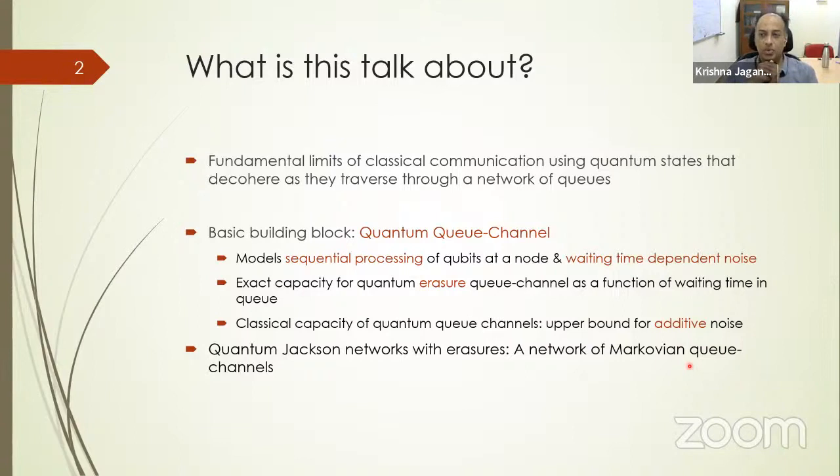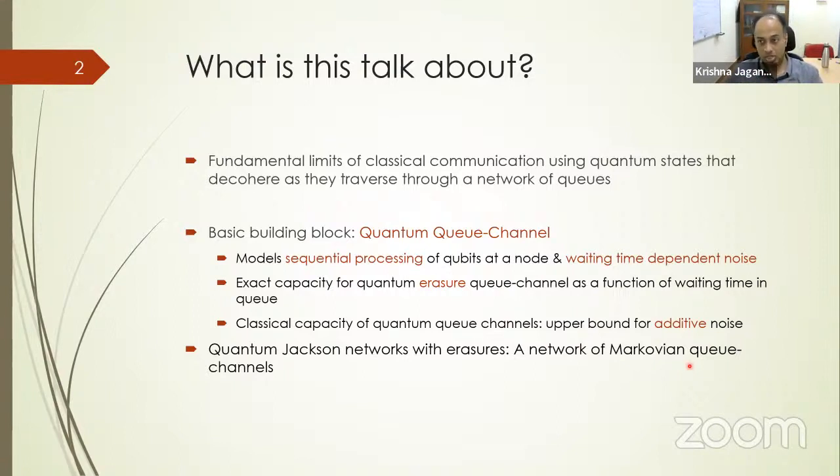Then we put together these quantum Q channels. Each quantum Q channel can be thought of as a node, where qubits wait to be processed or served. And we put together these quantum Q channels to build a network. If these Qs are Markovian Qs, this kind of network is called a Jackson network. For this network of Markovian Q channels, we are able to obtain exact capacity expressions. So this is the broad outline of my talk.